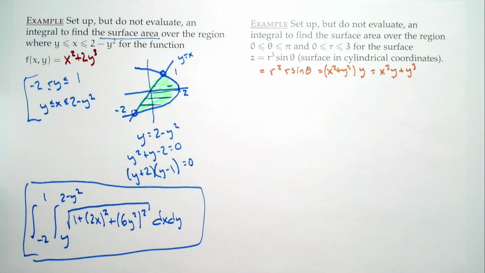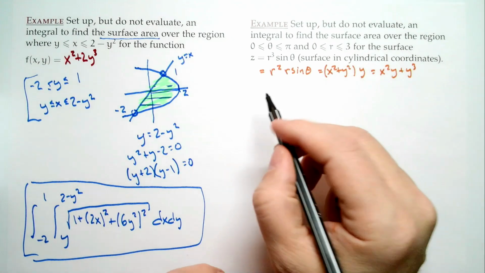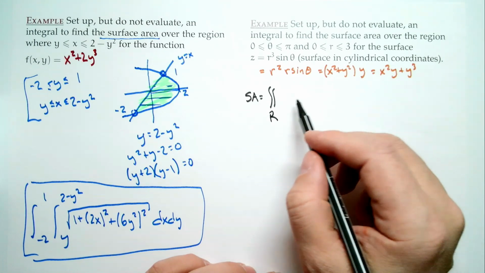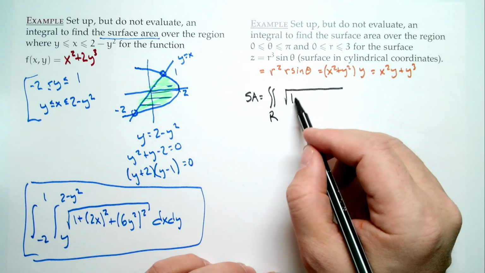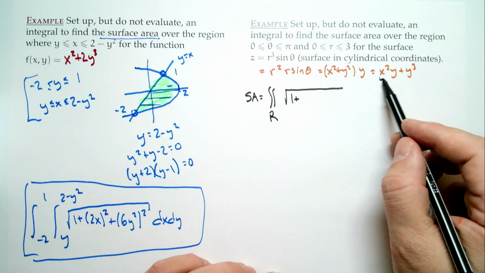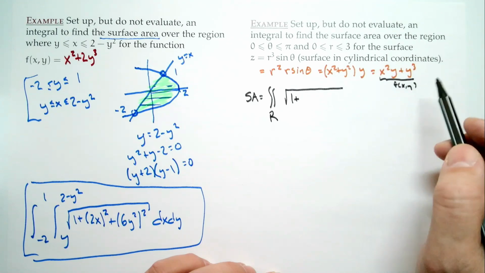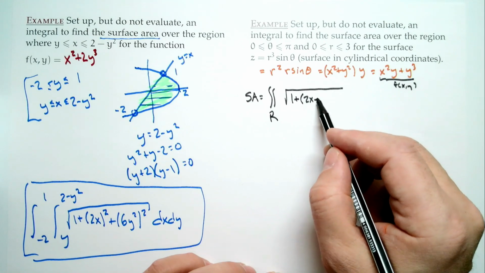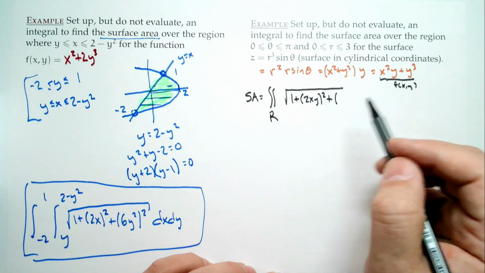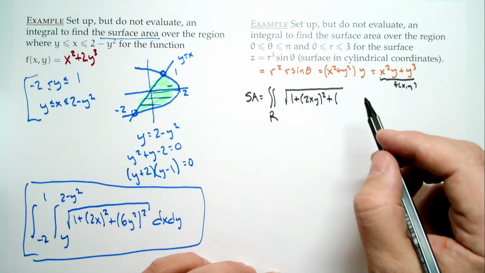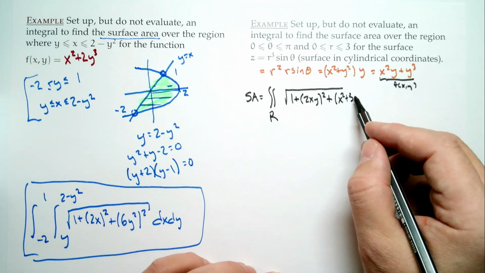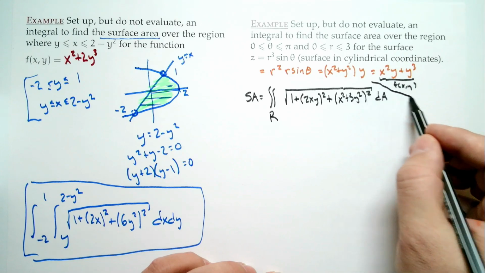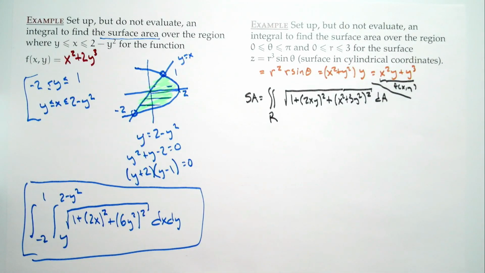So we can say the following. Our surface area is the integral over our region of the square root of 1 plus, and this part is our f of xy, f sub x squared. What is f sub x squared? 2xy squared plus f sub y. What is that? X squared plus 3y squared, squared dA. Okay, so that's on our way.